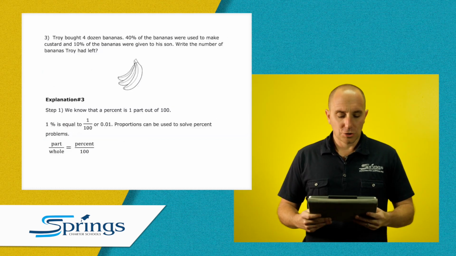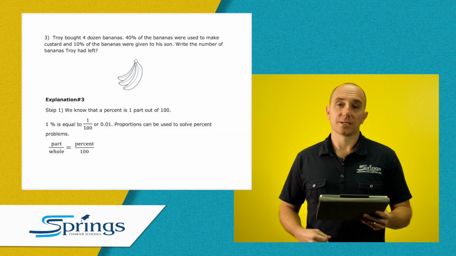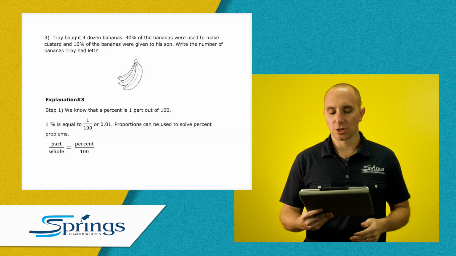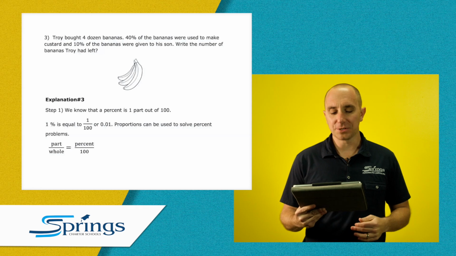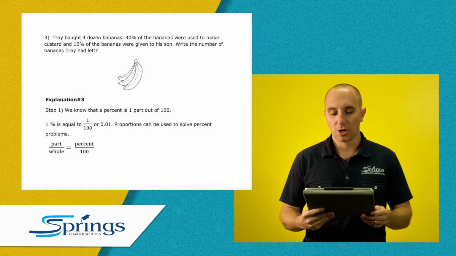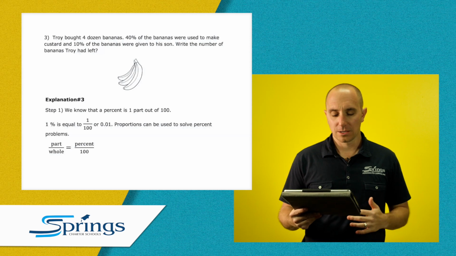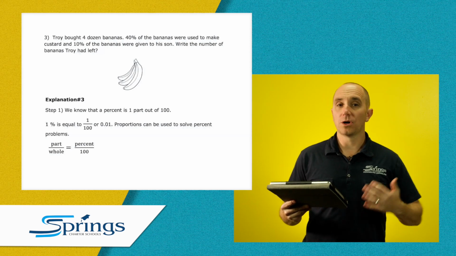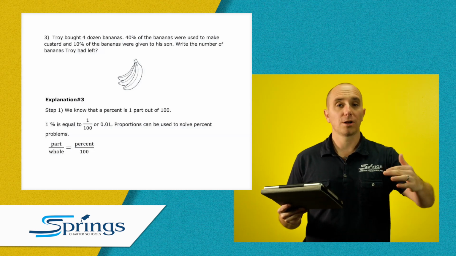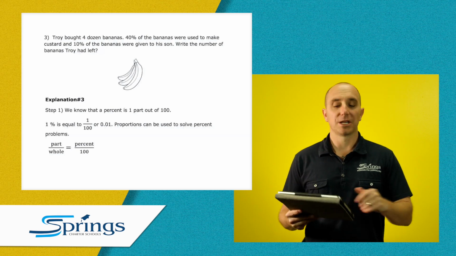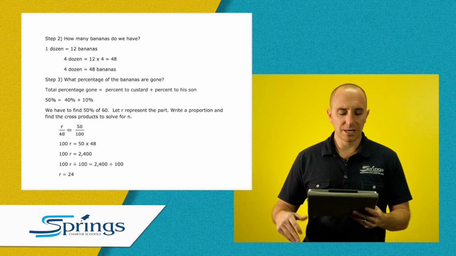All right, Troy bought 4 dozen bananas. 40% of the bananas were used to make custard and 10% of the bananas were given to his son. Write the number of bananas Troy had left. Okay, so again, just to review, we know what we're doing with percentages. We're going to put part over the whole is equal to percent over 100.